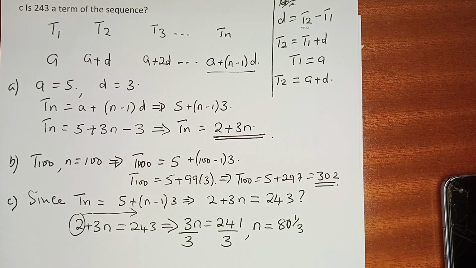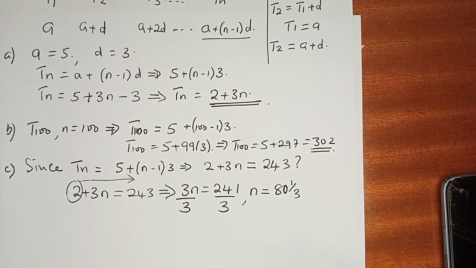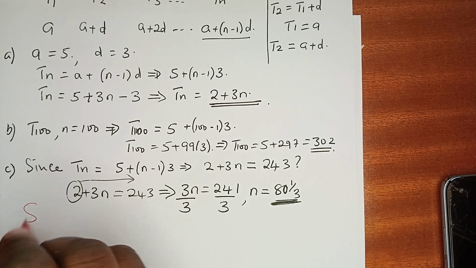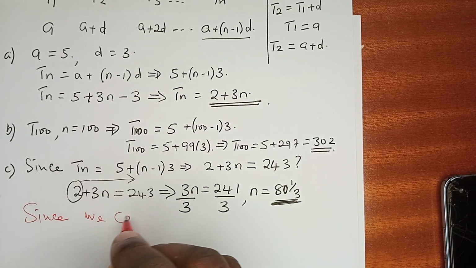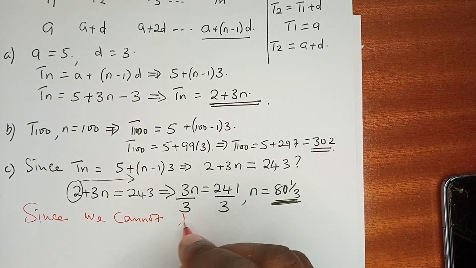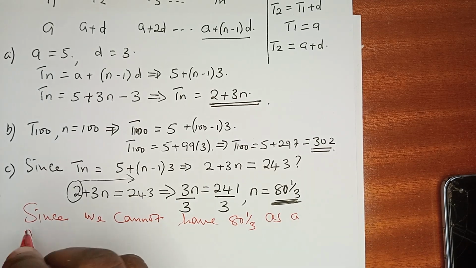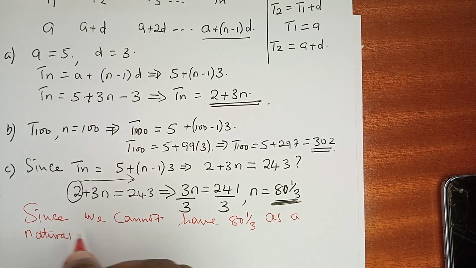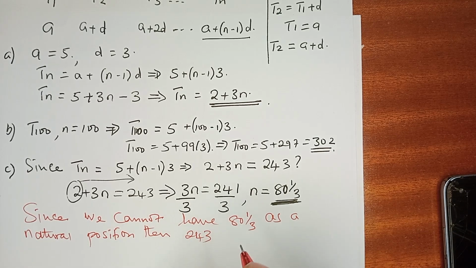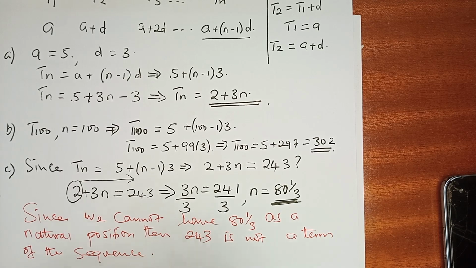Therefore, since the value of n is 80 and a third, and we cannot have 80 and a third as a natural position, then 243 is not a term of the sequence.